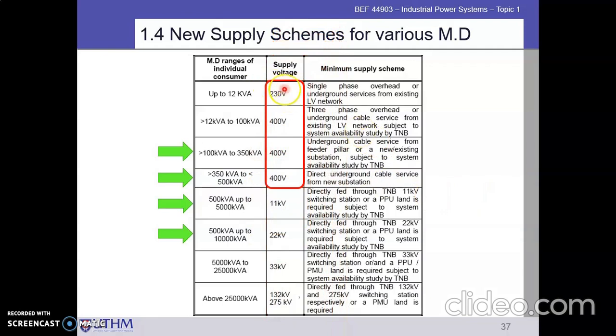Okay, we can see here the voltage for single phase is 230. Previously, the voltage was 240. And then the voltage for 3 phase is 400, and the old one is 415. For the old one it is 415 and the new one is 400 volt. This one is also 400 volt, and the old one is also 415.